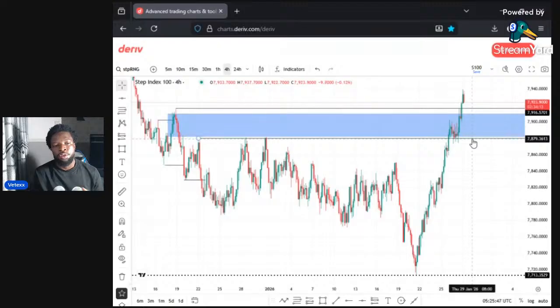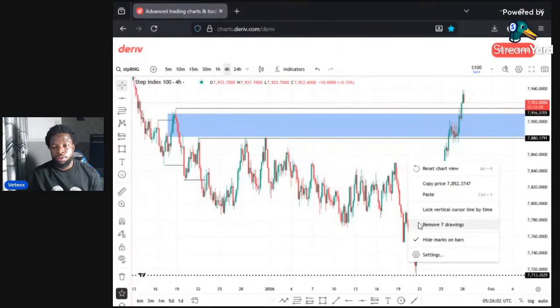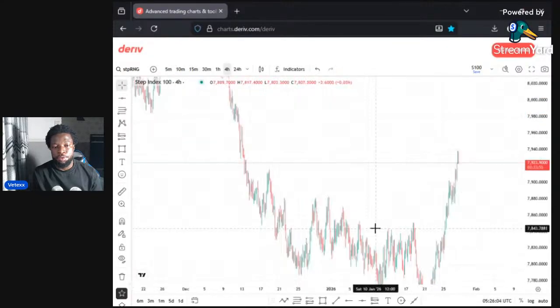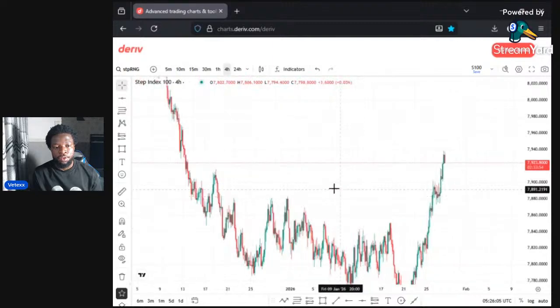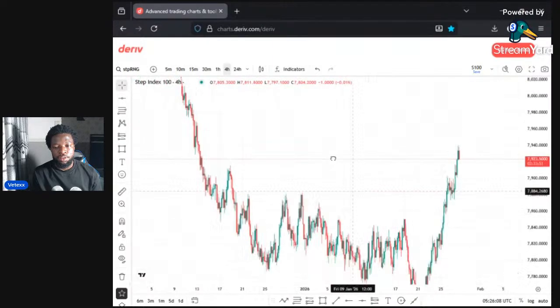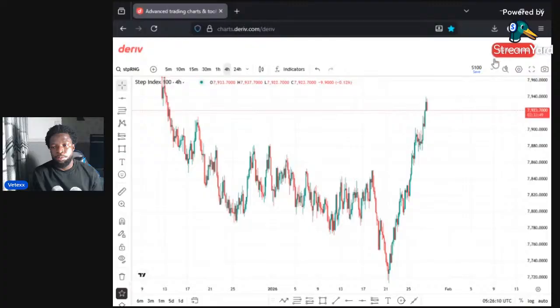So for people to enter this trade yesterday means they have a lot of capital, and unfortunately price didn't respect what they wanted and that money is gone. So we're going to be checking out Step 100. Currently, nothing is happening at the moment, so we are going to be passing it for now, and then let's check out the next pair.